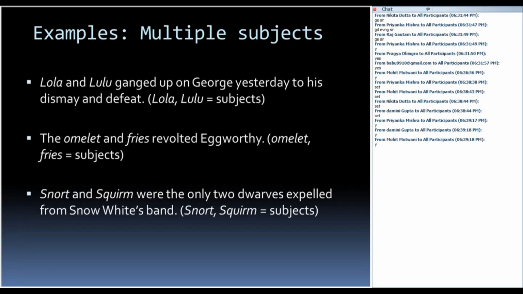For example, you can see some examples of sentences that have multiple subjects. If I say Lola and Lulu ganged up on George yesterday to his dismay and defeat, both Lola and Lulu are the subjects because both of them performed the action. Similarly, the omelette and fries revolted Egworthy. Both the omelette and the fries, because they revolted, are the subjects. So we have multiple subjects. Snot and Squirm were the only two dwarfs expelled from Snow White's band. So who were expelled? Snot and Squirm, both. So we have multiple subjects here.